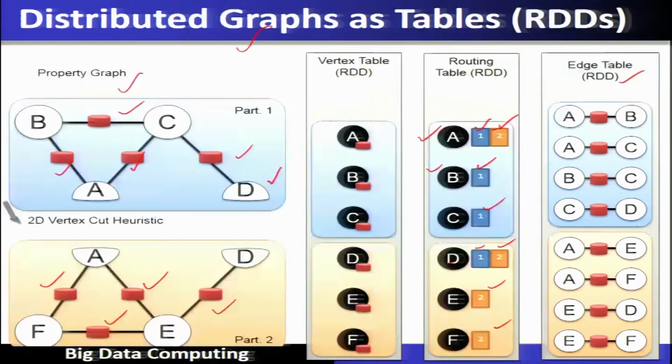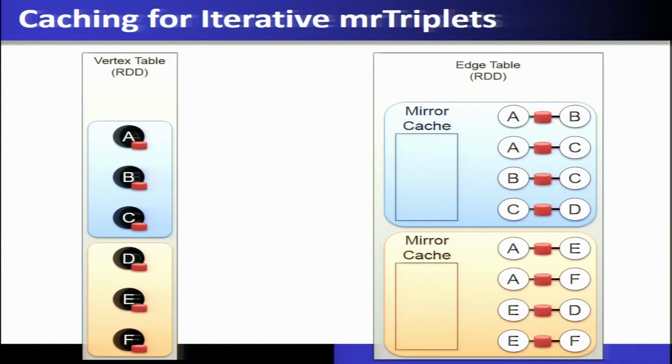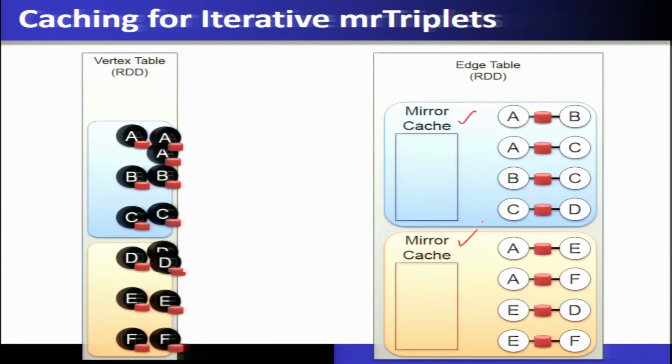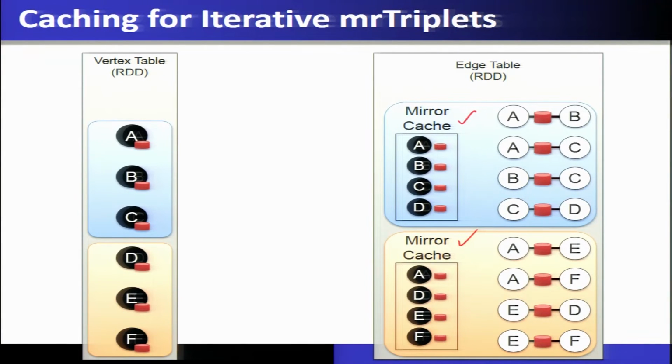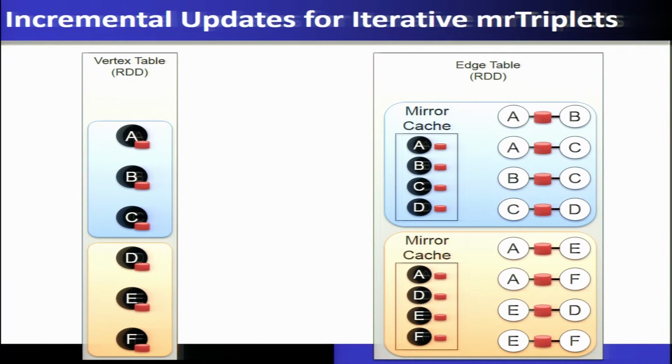Now, if we keep this routing table information with the edge table also as a part of caching, then this communication cost can be reduced. So, here we can see that the edge table will now contain the mirror cache of the routing table entries, and therefore, the vertices which are required to communicate in the first part will be stored in its mirror cache. Similarly, the nodes which are required to communicate on the second part will be stored in the mirror cache of that corresponding part.